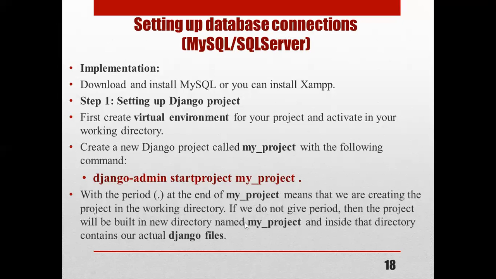Okay, so for creating a Django project we have to use this command: django-admin startproject, then the project name, and the dot at the end of that project name.